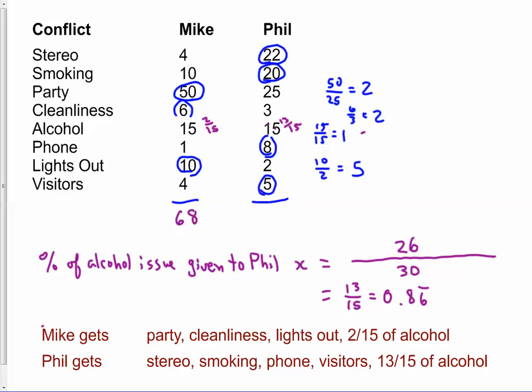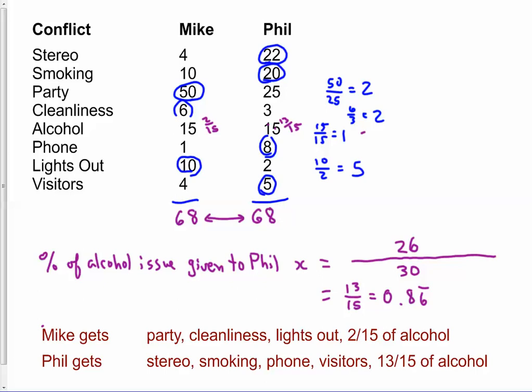And if I do Phil, he gets 22, 20, 8, 5, and 13 fifteenths of the 15 points that he feels that issue is worth. So 13 fifteenths times 15. And sure enough, it comes to 68. So they're equal again. And that's just a check. They better come out equal. We made these fractions such that these points would come out equal, so that it would be equitable.